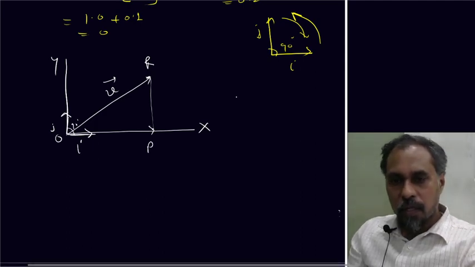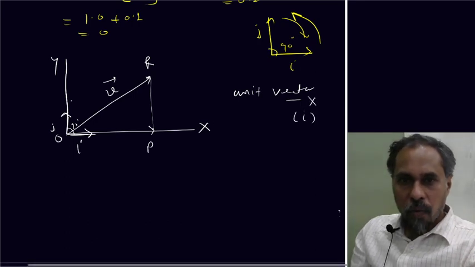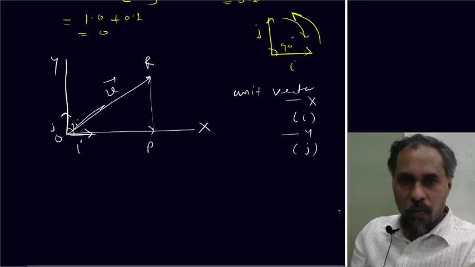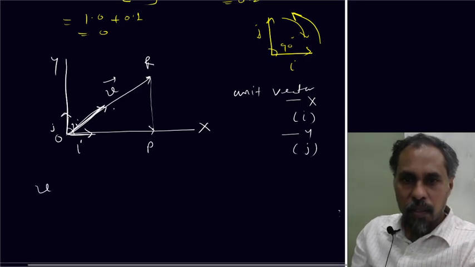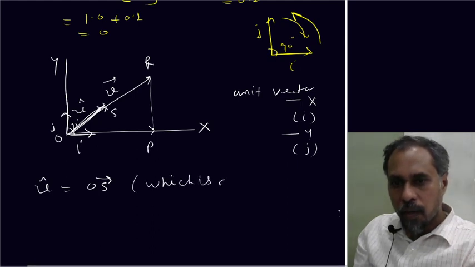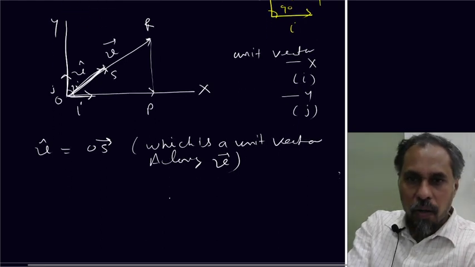And if somebody asks what is the unit vector along the x-axis, the answer is i. What is the unit vector along the y-axis? The answer is j. Somebody can ask what is the unit vector along the vector v. So generally it is represented by v cap. I take this point s. So v cap is nothing but the vector os, which is a unit vector along the vector v.